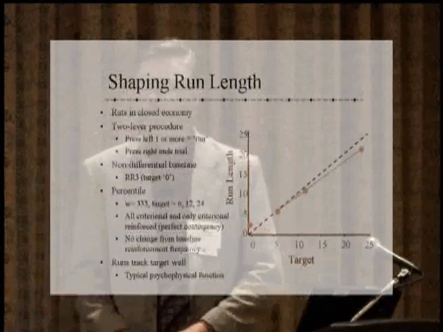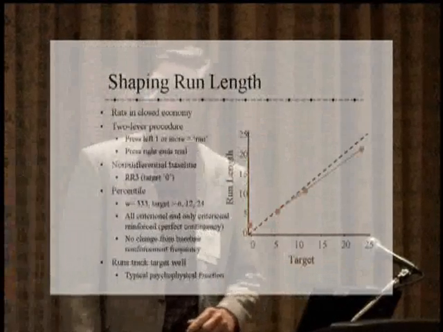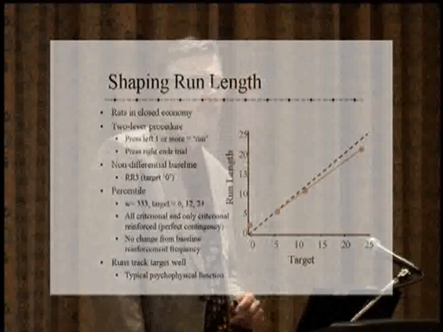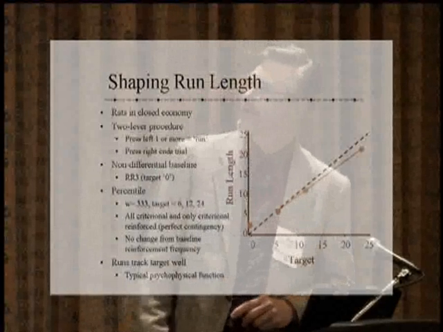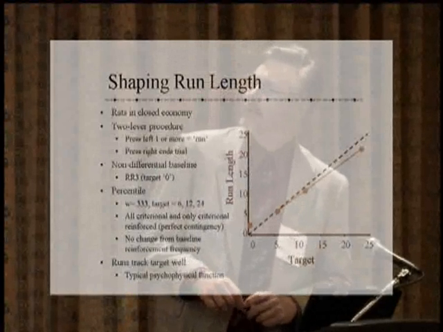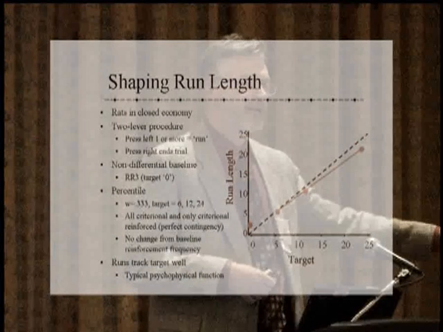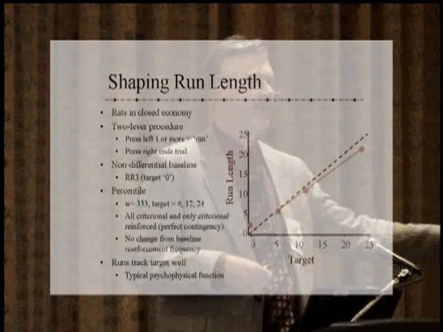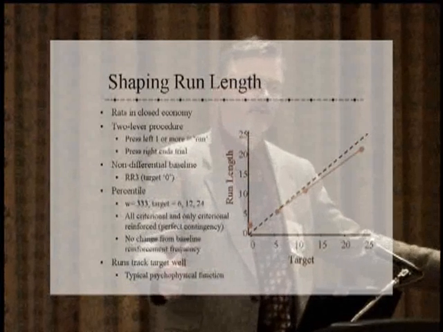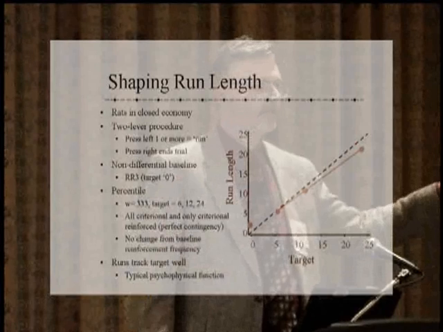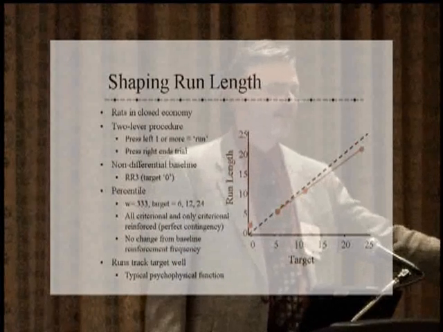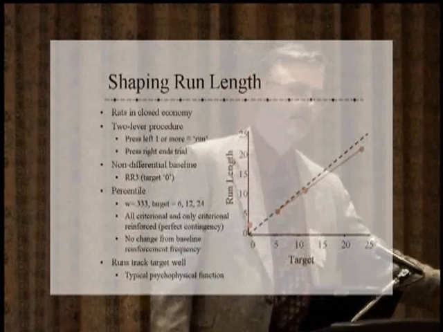This is some more data from shaping run length. These are rats working 24 hours a day. In a two-lever procedure, they go over here and they press the left lever as many times as they want, and then they press the right lever. That constitutes a run. The number of responses on the left lever is the run length.